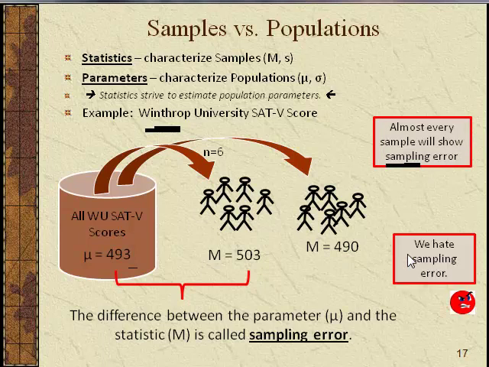And just to be clear, we hate sampling error because it makes it harder to do our job of figuring out what's going on in the world when we always have this error to contend with in any sample we deal with. And obviously, the reason we're typically dealing with samples in psychology is we don't have the resources to go out and measure every single person in the world. All we can do is measure some people, then try to make an inference about what's going on in the world.